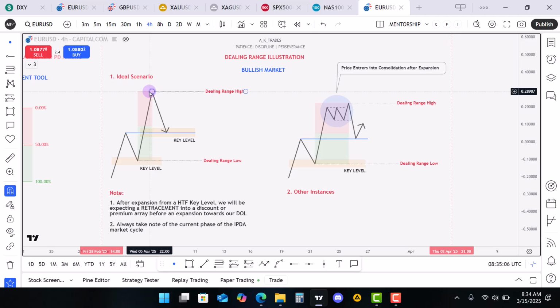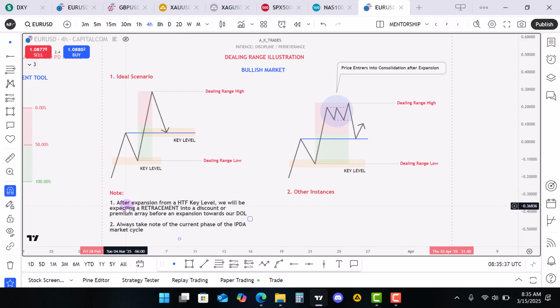Now, when this occurs, we are anticipating that there will be a retracement into a discount zone of the dealing range in order for price to expand away from that key level. Now, these key levels within the discount area can be a high probability order block, an inversion fair value gap, a breakout block, or an internal range liquidity or bullish fair value gap.